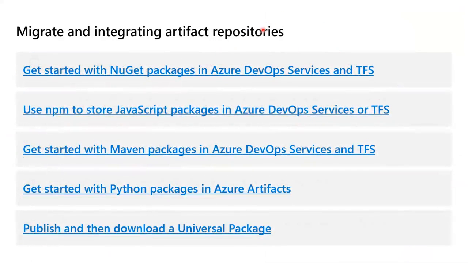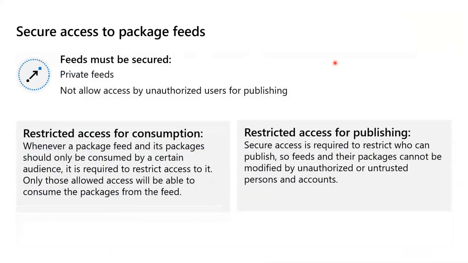Based on the type of package that you are going to push, there are different documentations, such as how to deploy it based on NuGet, based on JavaScript, based on Maven, based on Python. Regarding secure access to package feeds, feeds must be secure. We have private feeds that do not allow access by unauthorized users for publishing, and there is restricted access for consumption. Whenever a package feed and its packages should only be consumed by a certain audience, it is required to restrict access to it. And only those allowed access will be able to consume the packages from the feed.